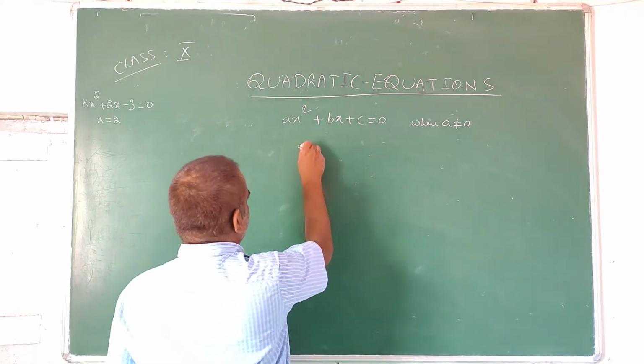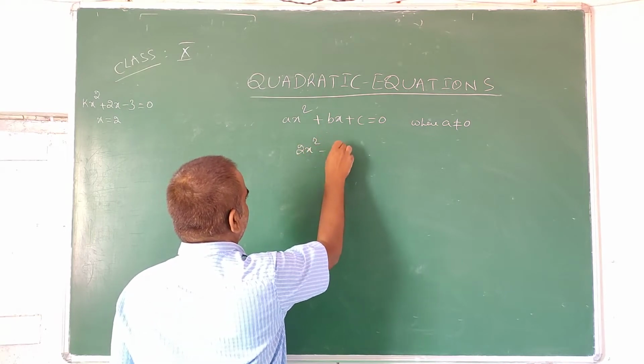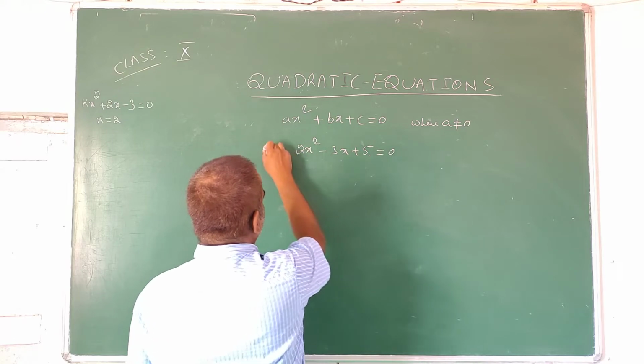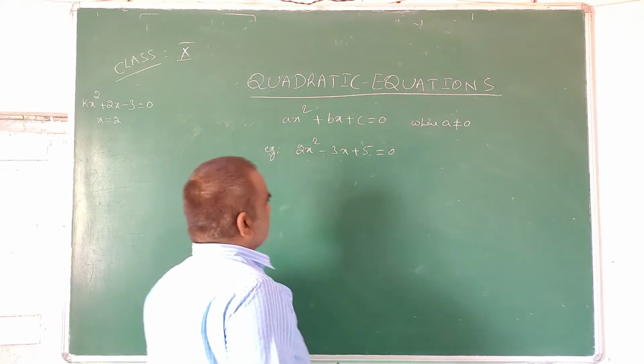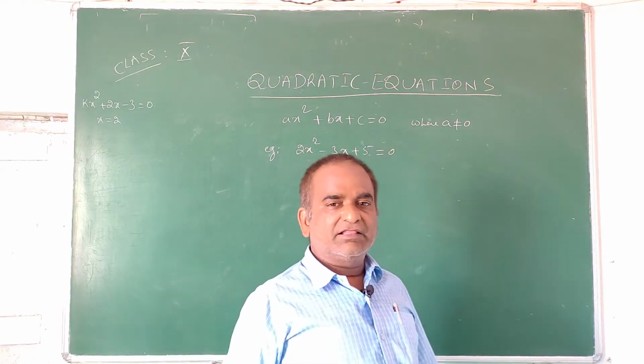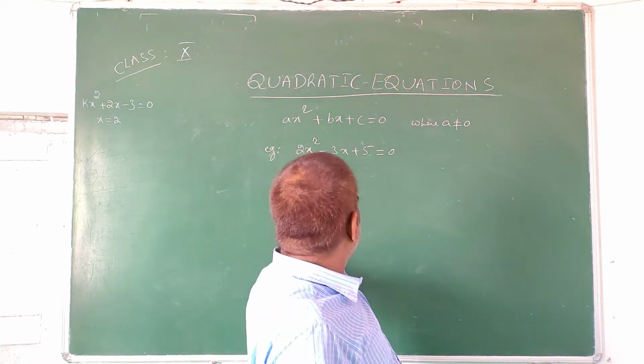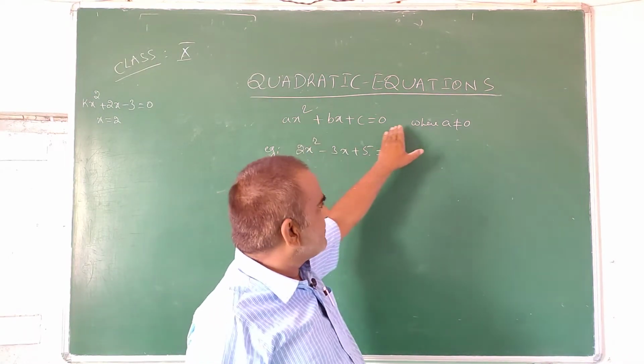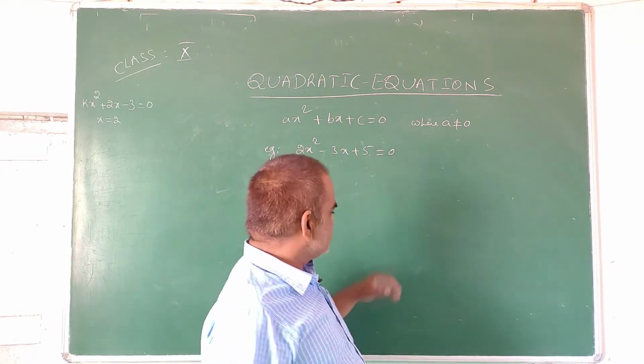So let us take a particular quadratic equation. This is a particular quadratic equation. This is an example of a particular quadratic equation. This is the standard form of a quadratic equation.